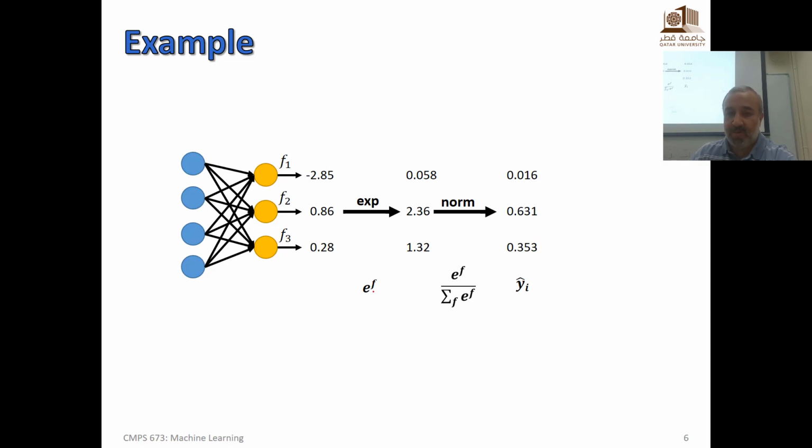So again, the 2 steps: we raise each value to the exponential. So this value actually is e to the power minus 2.85, and so on for all of them. Then we normalize. So we take the value that we get from the previous step and divide by the sum of all of them. This way we get these values.